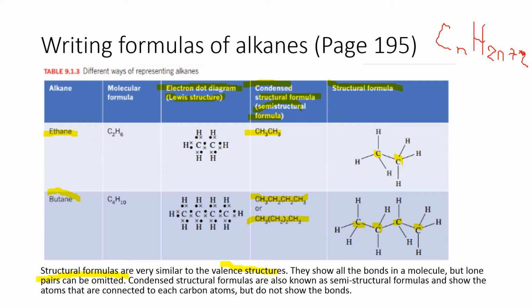So make sure you're very clear between the electron dot, which is known as the Lewis structure, as compared to the structure formula, which is very similar to the valence structure, but it does not show the lone pair electrons. And if you look at the condensed structure formula, it's known as the semi-structure formula. So make sure you know the difference between the three of them. And I'm going to move on to the next slide.